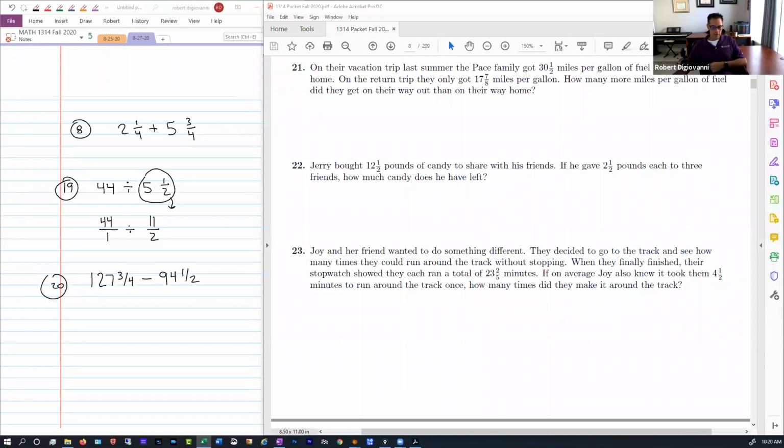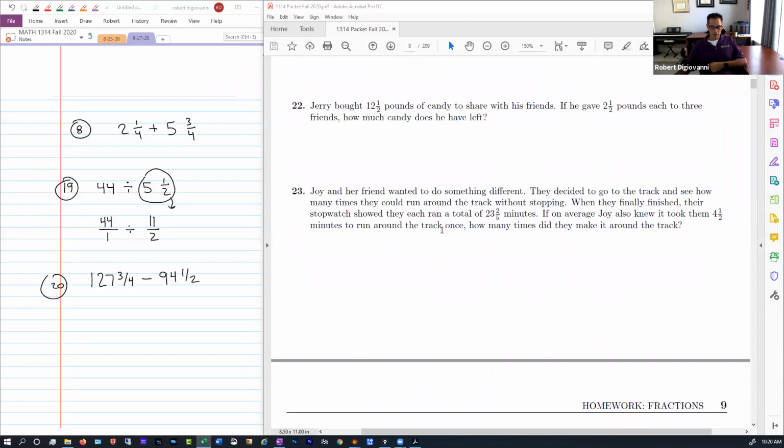Joy and her friend wanted to do something different. They decided to go to the track and see how many times they could run around the track without stopping. When they finally finished, their stopwatch showed that they ran a total of 23 2/5 minutes. If on average, Joy also knew it took them 4.5 minutes to run around the track once, how many times did they make it around the track? So how many laps did they go? So what do you think here?